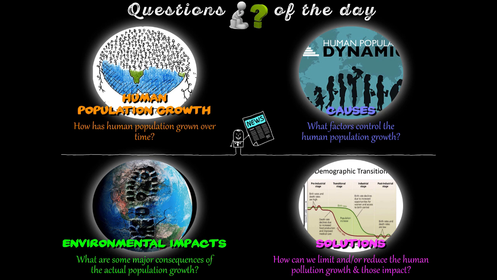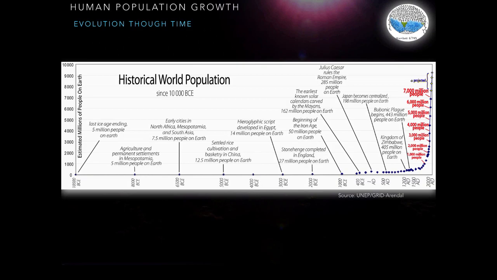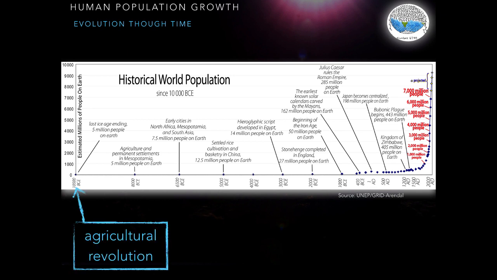So to start, we'll look at human population growth and how the population has changed over time. We can look at a graph that shows the world population over the last 10,000 years before present. Initially, at that time, we had about 5 million people who were mostly nomads, meaning they were moving all the time. With the first major revolution, the agricultural revolution, people started to settle down, creating villages and cities.